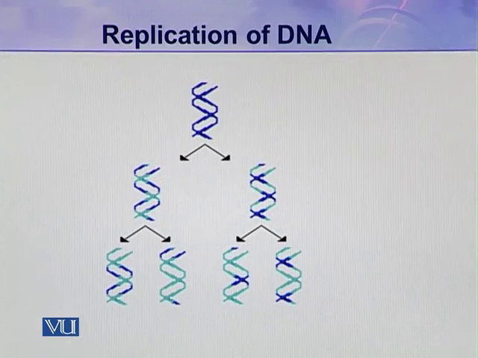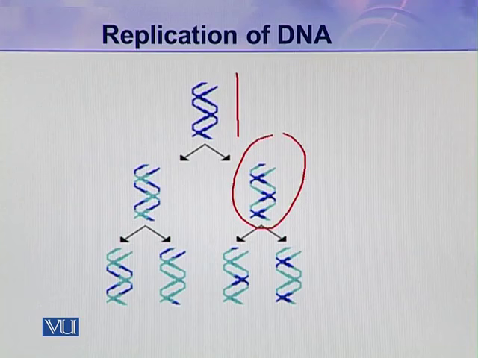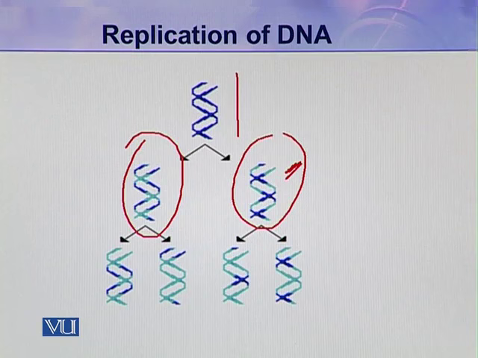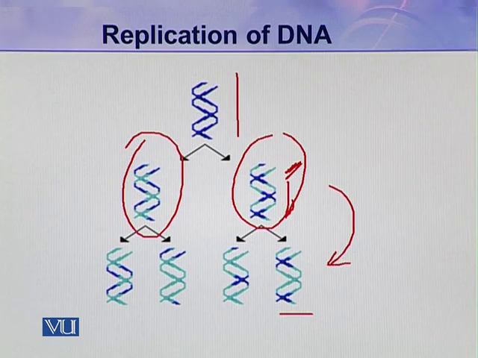As you can see in this figure, this is a parental molecule, and after replication, these two molecules both contain some segments from the original parental DNA molecule, and some segments are newly synthesized. Similarly, in the next cycle, again some of the segments in these molecules are parental, while some are newly synthesized. So this type of replication model is called dispersive replication.